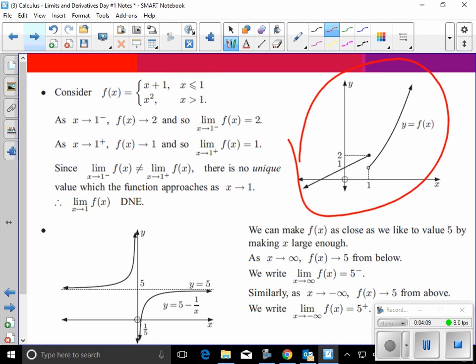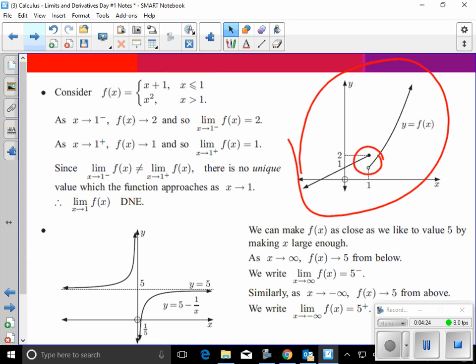What kind of discontinuity is that? Do you remember? It's called a jump discontinuity. This is an example of where the limit does not exist.